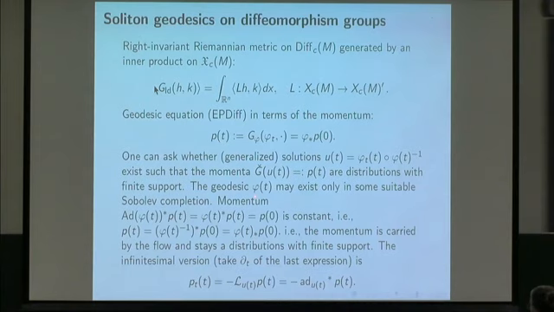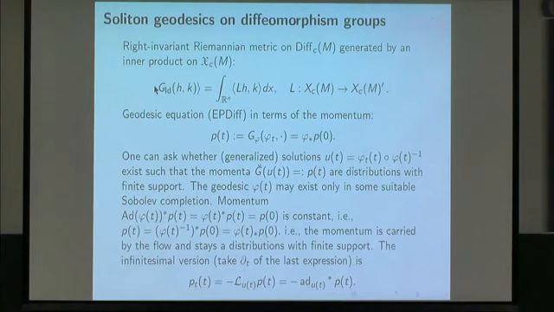The momentum then is constant, and this means if we put this on the other side, the pullback becomes a push forward. So we see that the momentum is carried by the flow, and it stays a distribution with finite support if it was a distribution with finite support. So if we can find such a thing, it has very special properties.